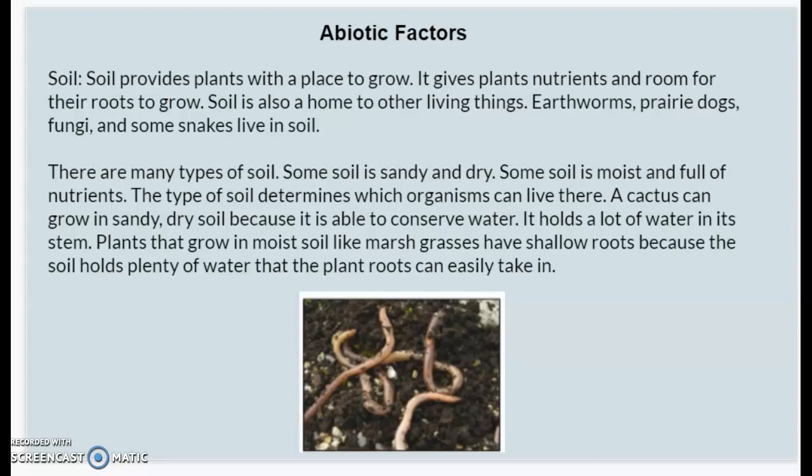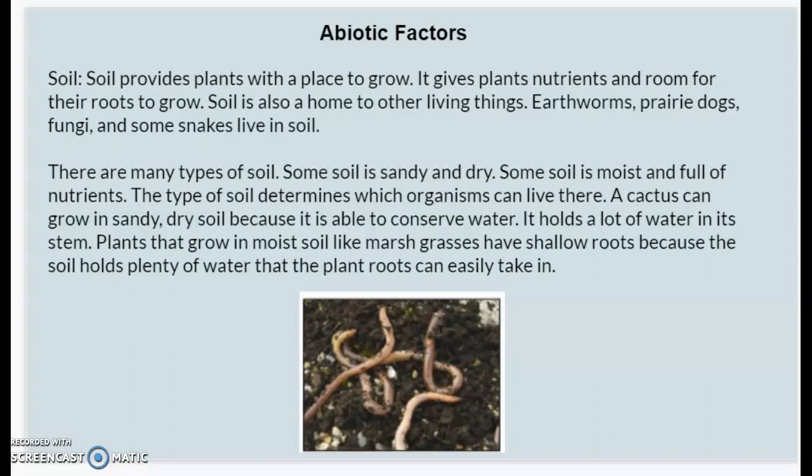The soil. Soil provides plants with a place to grow. It gives plants nutrients and room for their roots to grow. Soil is also home to other living things. Earthworms, prairie dogs, fungi, and some snakes live in soil. There are many types of soil. Some soil is sandy and dry. Some soil is moist and full of nutrients. The type of soil determines which organisms can live there.